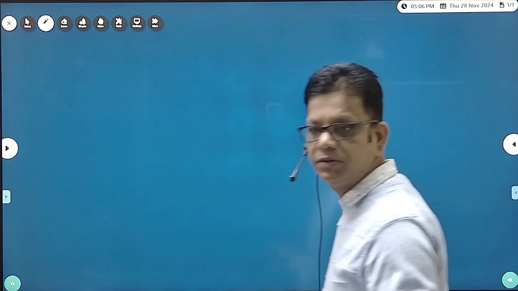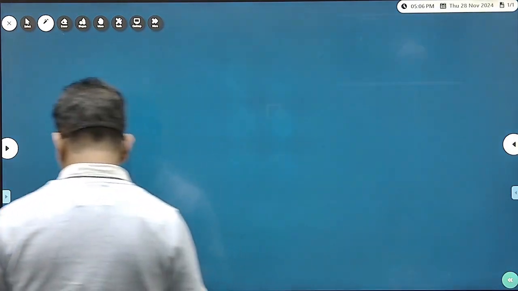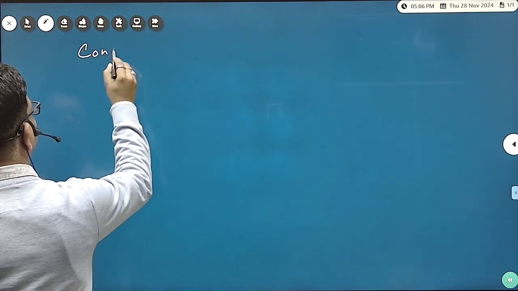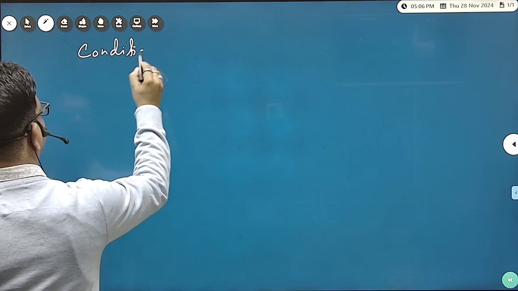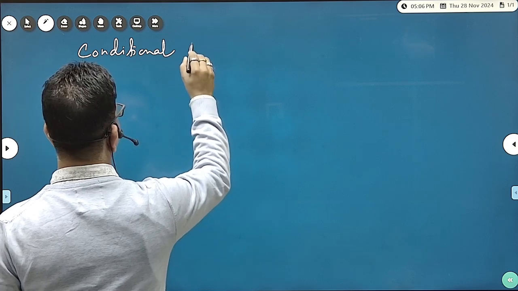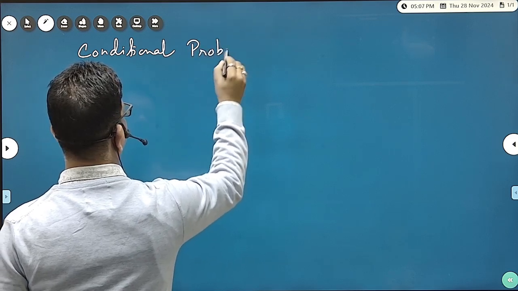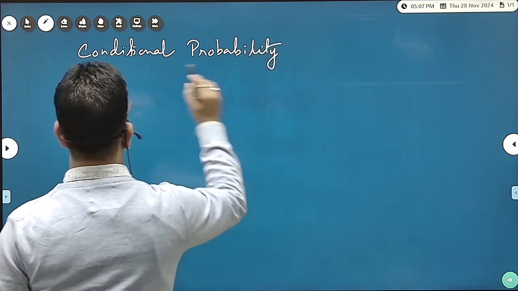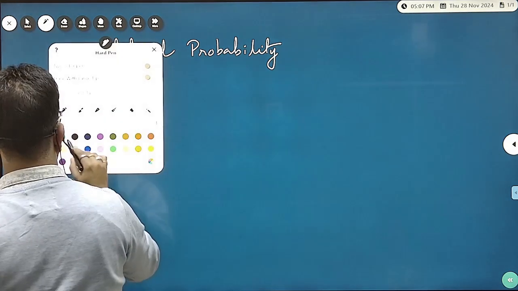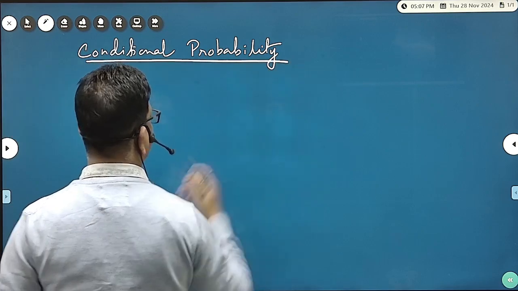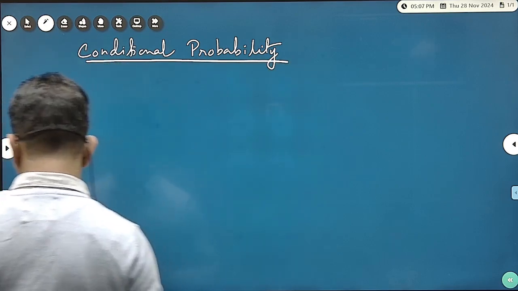Can I start? So we're going to discuss conditional probability today. Write it. It is slightly more difficult than the earlier questions you have done up to now. So, conditional probability. Right, the definition. Let us write it.